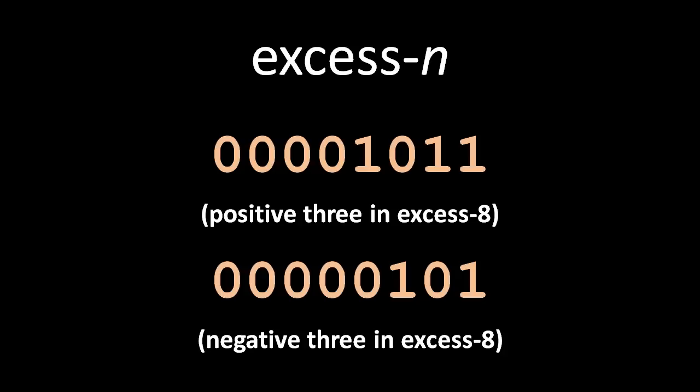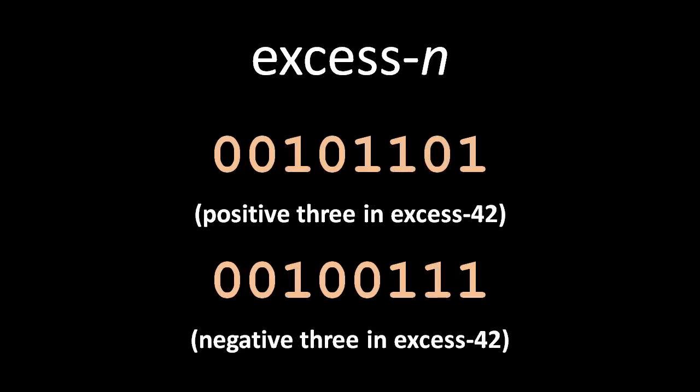For another example, let's say we wish to represent positive 3 in XS42. Well then, we represent it as binary 45 because 45 is 42 plus 3. Likewise, to represent negative 3 in XS42, we represent it as 39 because 39 is 42 minus 3. The interesting thing about XS form is that the range of values isn't necessarily evenly split between positive and negative values. For instance, if we use XS8, then our negative range only goes down to negative 7. But if we use XS42, our negative range goes down to negative 41.